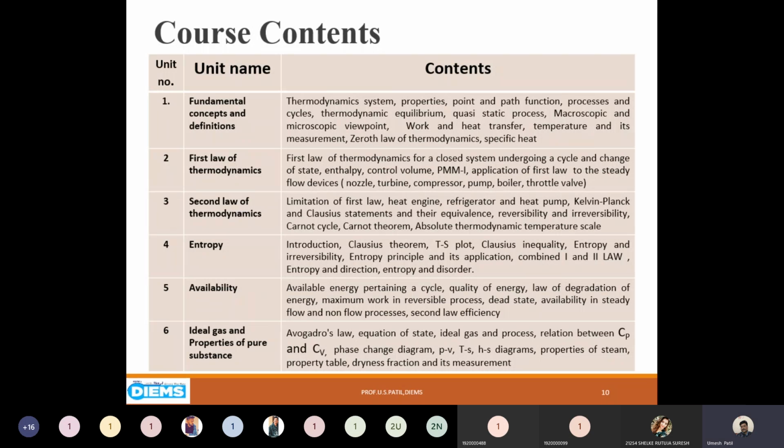What is the chemical formula of water in liquid state? H2O. Correct. Very good. Absolutely correct. H2O is the chemical formula of water in liquid state. What about the gaseous state? What is the chemical formula of water in gaseous phase? Again, it is H2O, water vapors, which is called steam. Correct? Again, the chemical formula of steam is H2O.